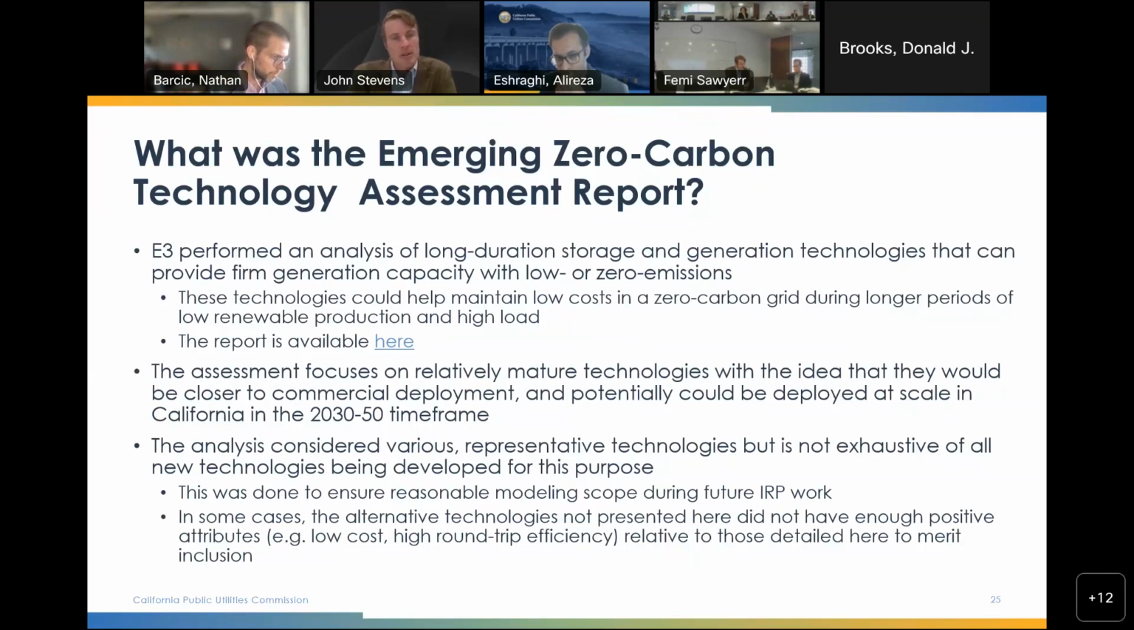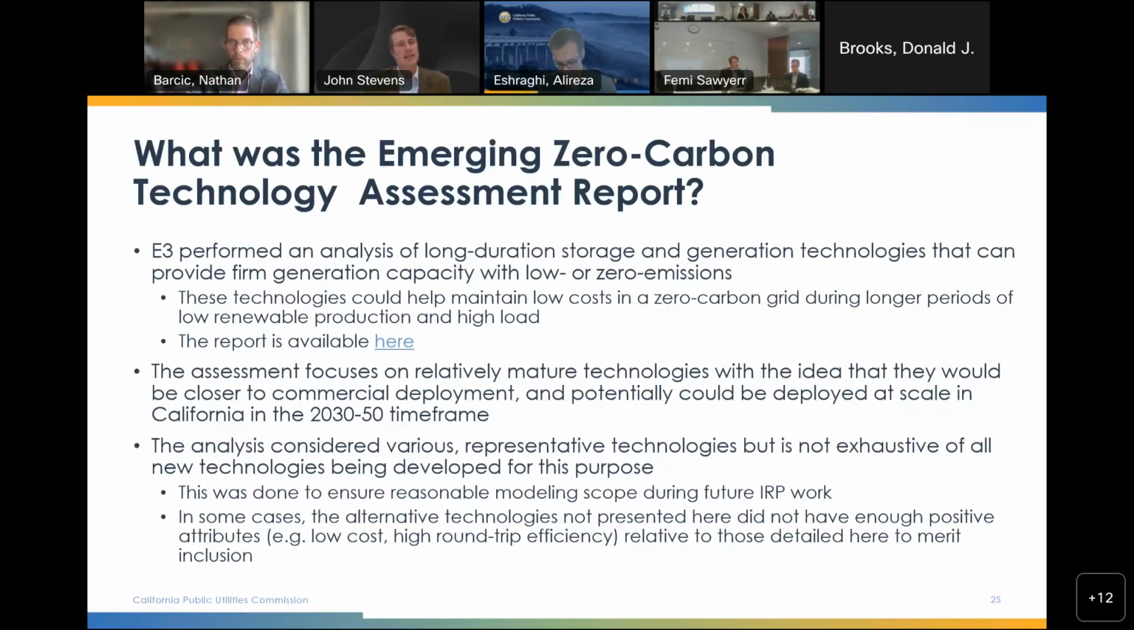I'll note just ahead of time, and this is also indicated later, that we are going to be updating some of the costs shown here to reflect the IRA, and the data in the report does not include the IRA. The assessment itself is focused on relatively mature technologies, and the idea being that you need a technology that's relatively mature in order for it to be conceivably deployed in California in the 2030 to 2050 timeframe, which is when we envision the increases in RPS and the reductions in greenhouse gas emissions really making a technology in this category valuable. And so the analysis here was done for various representative technologies, but it's not exhaustive.